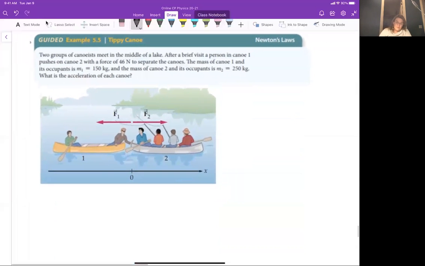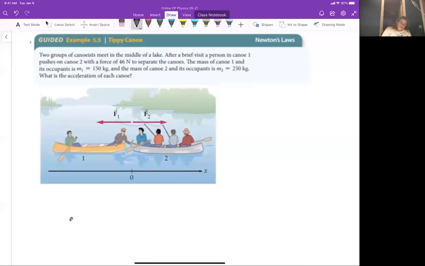Two groups of canoeists meet in the middle of a lake. After a brief visit, a person in canoe 1 pushes on canoe 2 with a force of 46 newtons to separate the canoes. The mass of canoe 1 and its occupants is 150 kilograms. The mass of canoe 2 and its occupants is 250 kilograms. What is the acceleration of each canoe?